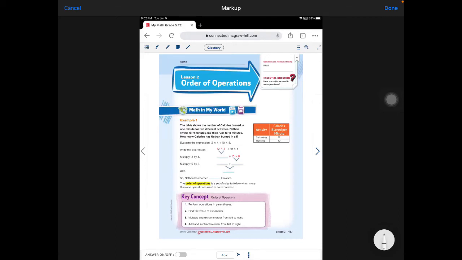We're on Chapter 7, Lesson 2, Order of Operations. We're on page 487 in your math book. This is where we learn the particular order of operations, how we need to do these problems. And it's also important that you don't just do everything in your head, that you write out each expression after you finish each operation. And you'll see what I mean as we go along.